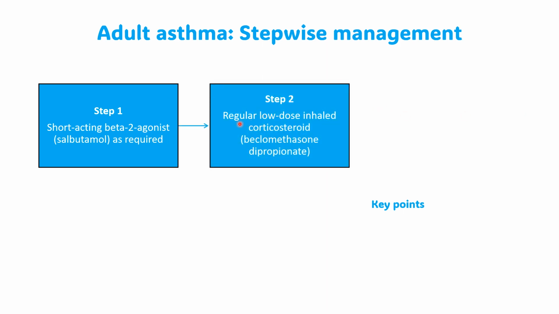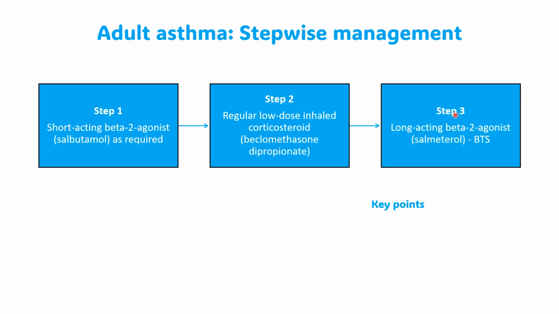Step two is the addition of a regular low-dose inhaled corticosteroid, which I'm going to be referring to as ICS, typically beclomethasone dipropionate. And some of the triggers for starting an inhaled corticosteroid is that a patient's had an exacerbation in the previous 2 years. They use their salbutamol more than 3 times per week. If they have symptomatic asthma more than 3 times per week, or if they're waking more than once during the week due to their asthma.